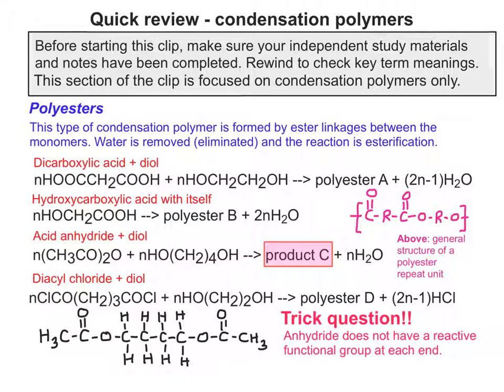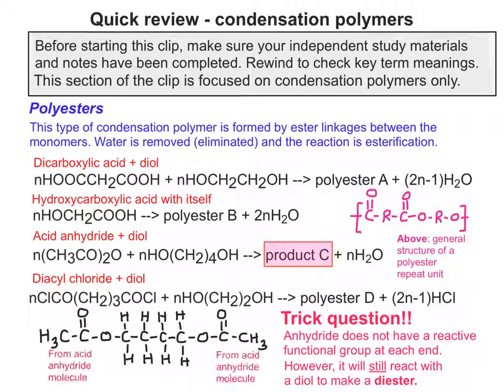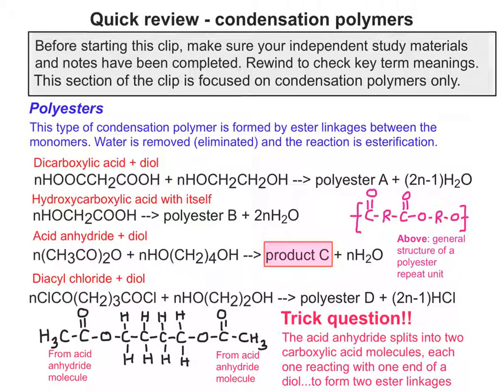The anhydride doesn't have a reactive functional group at each end, but it'll still make a diester by reacting with a diol. The two ends of the diester come from when the acid anhydride splits into its two constituent carboxylic acid molecules. So what happens is these two carboxylic acid molecules, each one goes to a different end of the diol, as you can see on the diagram, to create two ester linkages. So we need to now go back and change our general formula for the reaction of an acid anhydride plus a diol.